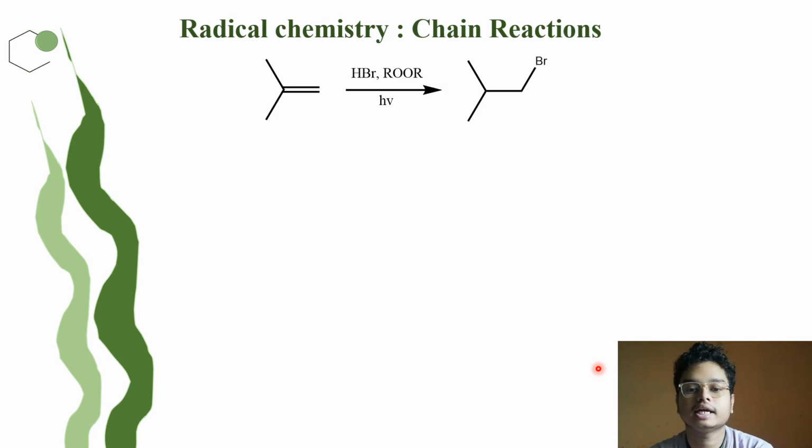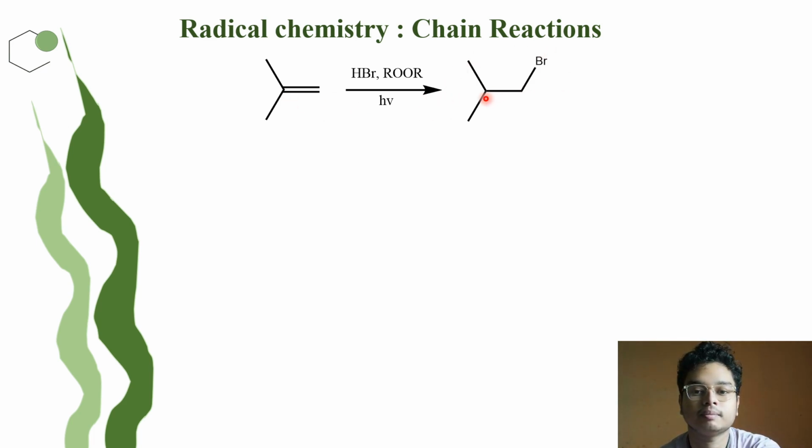Now let us talk about radical chemistry chain reactions. This type of reaction is very important from the exam point of view. Here, this is the alkene group. For the bromination of this particular alkene, in the presence of HBr and peroxide under a photochemical pathway, we observe bromine addition.